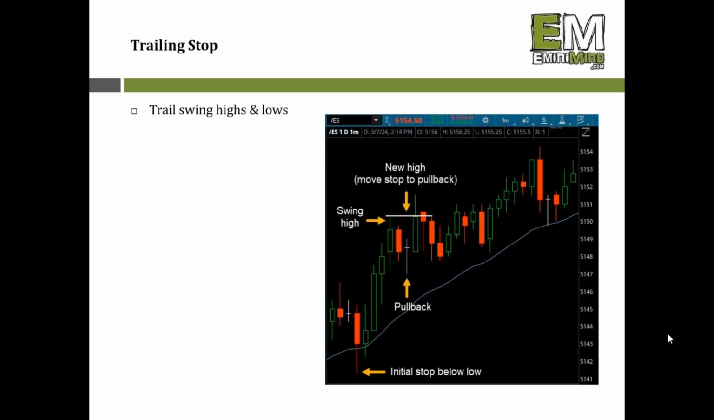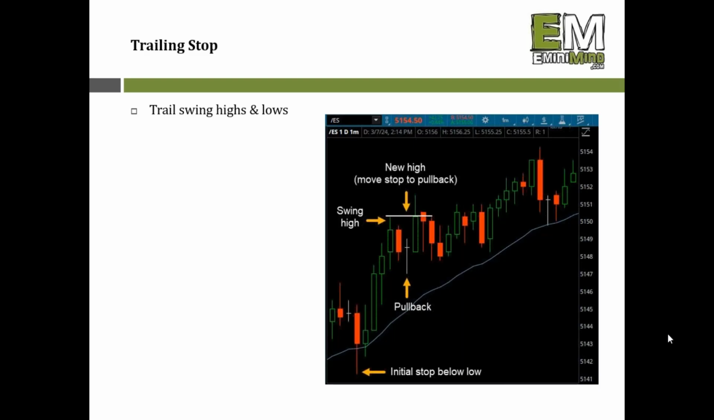That pullback doesn't become the swing low until the next candle makes a new high, because you can pull back and pull back and pull back, and you need to return to new highs. That swing high needs to get taken out, and that's when I move the stop.